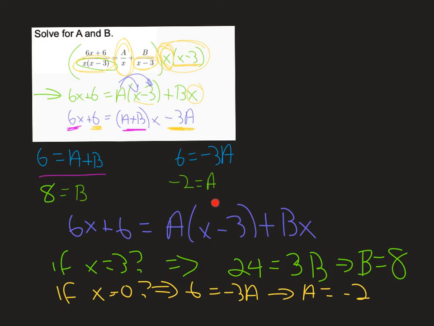It's what makes these things equal to 0. So 3 makes this piece equal to 0, which would cancel out your A piece. And 0 makes obviously this piece equal to 0, which would cancel out your B piece. So you can solve for the missing variable.